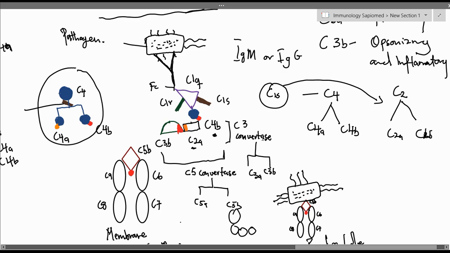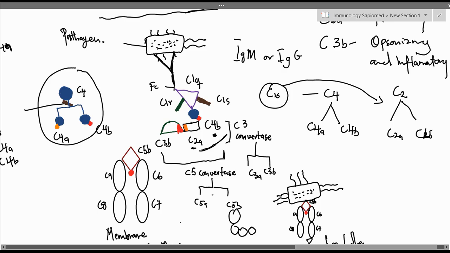Convertase means it will convert C3 into C3A and C3B. So now we have our C3A and C3B. What happens next? Now C3B will also continue on the binding, and it will bind to the C3 convertase that has formed here. When C3B binds to this one, it also forms what we call the C5 convertase.